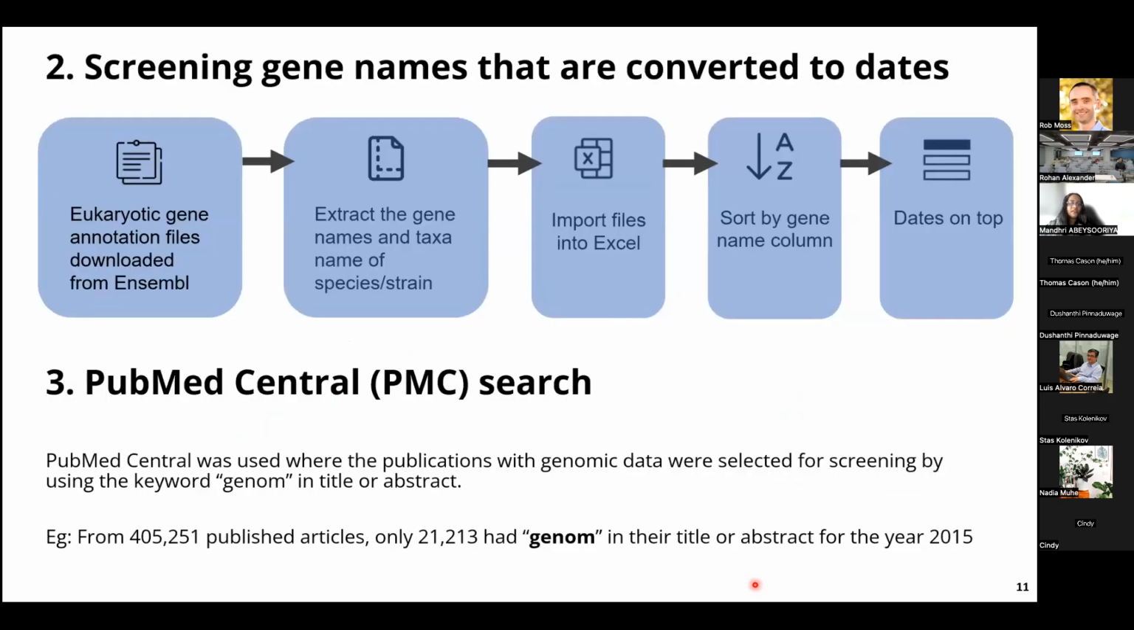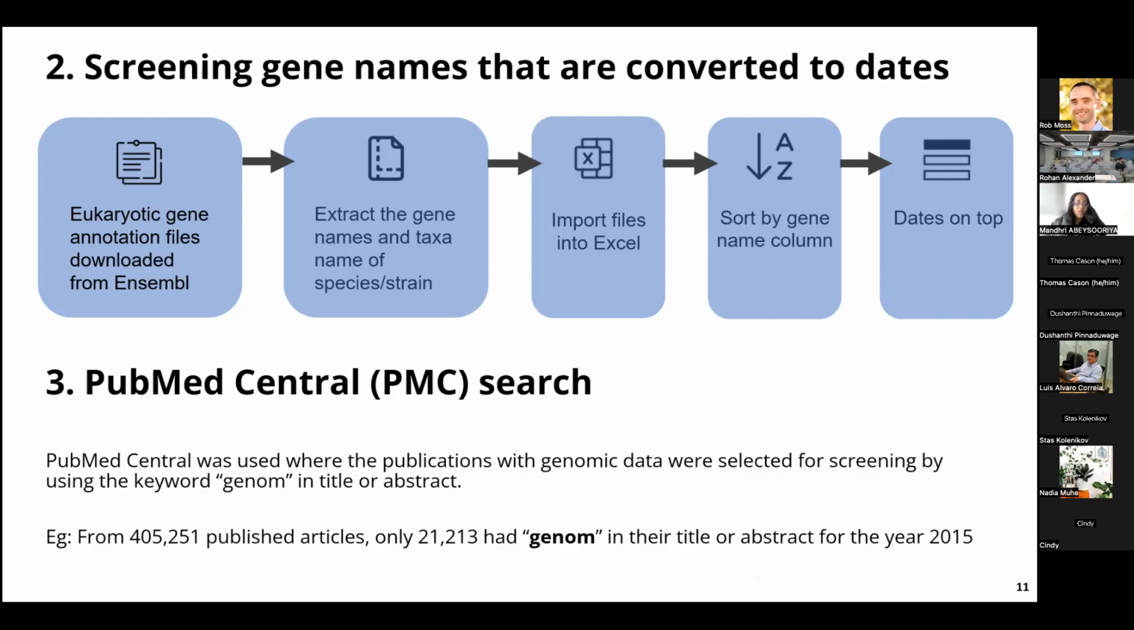Therefore, it can be concluded that Excel and Google Sheets are prone to erroneous gene conversions. As for the second step, we also wanted to see how many gene name errors are occurring in all eukaryotic genes that are available in Ensembl. Therefore, we downloaded all the eukaryotic gene annotation files from Ensembl, then extracted the gene names and taxa related to each of the species. Then we imported the files to Excel and sorted the gene column. By doing so, we were able to find the erroneous conversions on the top, and then we calculated the number of erroneous conversions for each taxa and species.